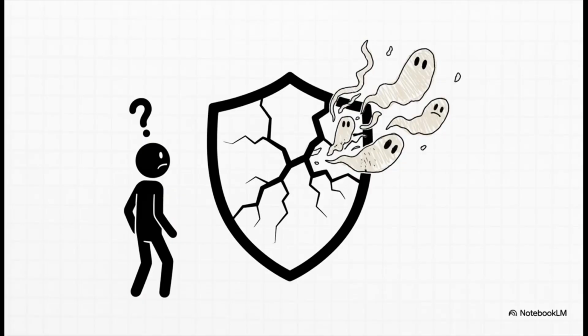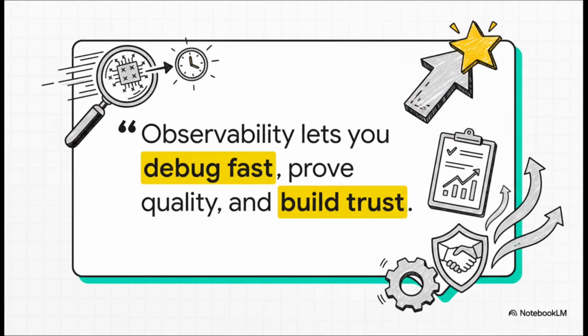But honestly, even more important than the money is trust. Think about it. Every single time your app hallucinates or spits out a totally nonsensical answer, you're chipping away at your user's confidence. And once that trust is gone, man, it is so hard to get back. It really all boils down to this fantastic line from our cheat sheet. Observability lets you debug fast, prove quality, and build trust. I mean, that's it right there. That's the whole foundation for building AI that people can actually rely on.